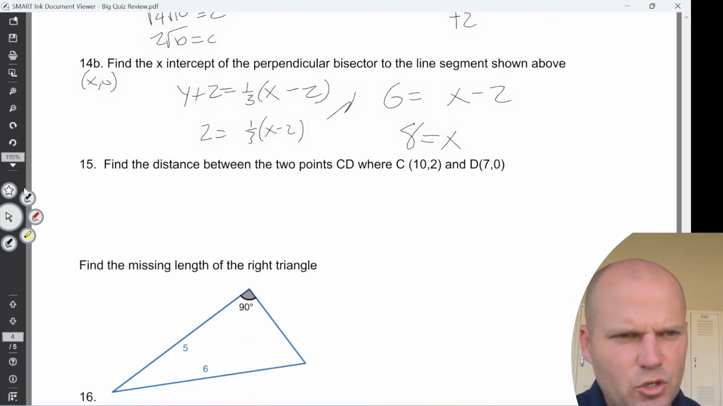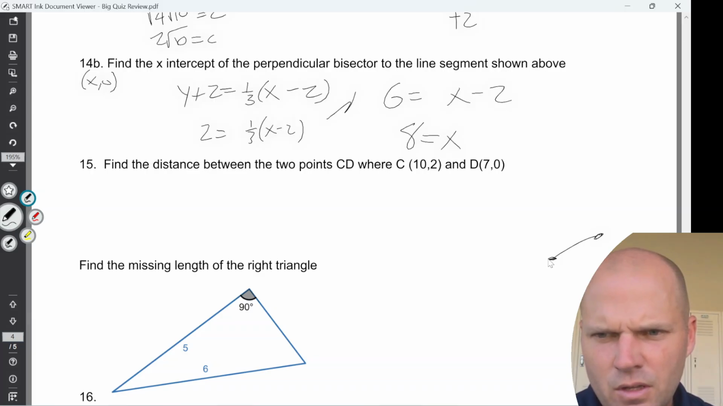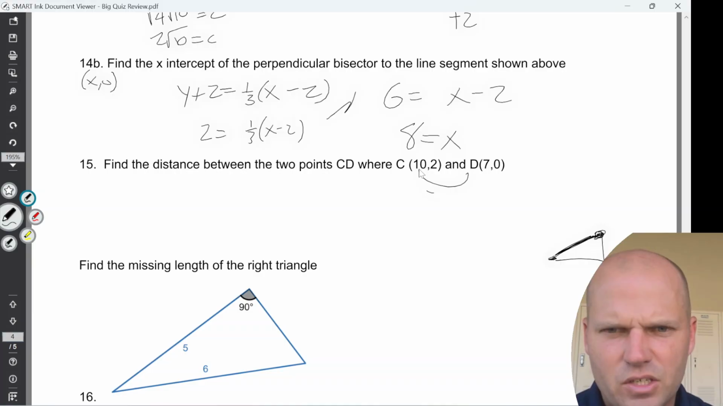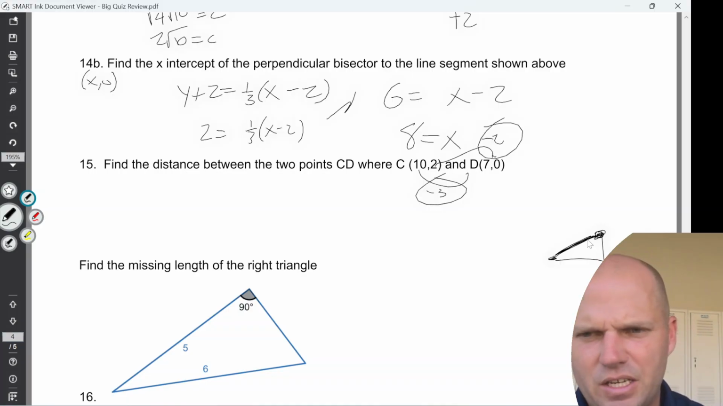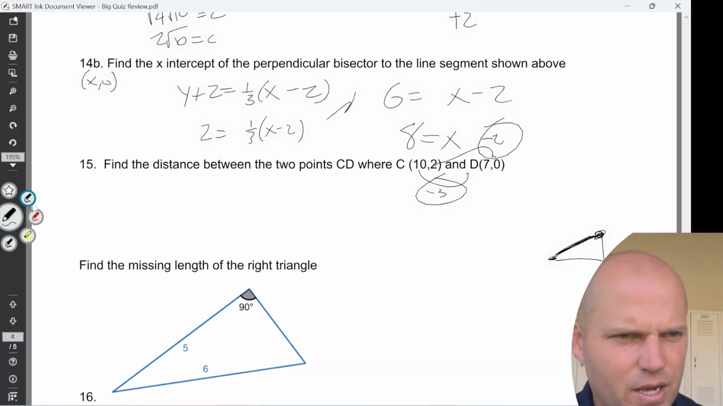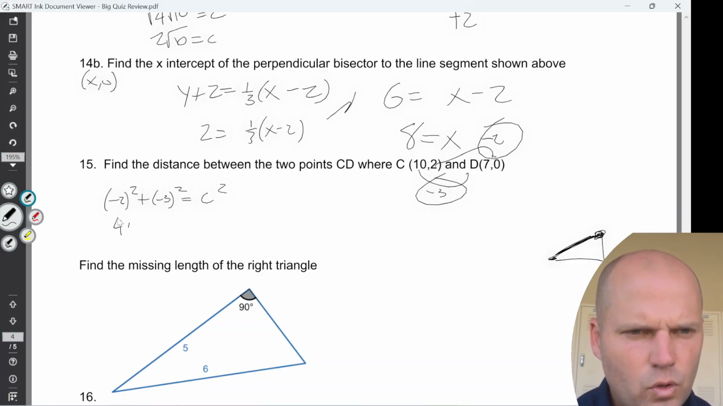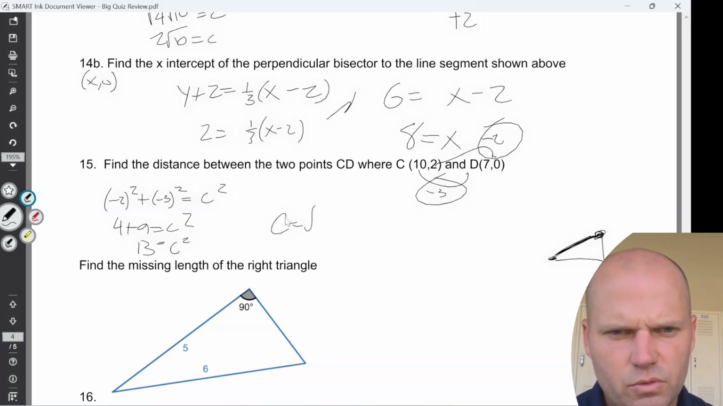Find the distance between the 2 points. Well, distance is the same as length. If you have 10, 2, and 7, 0, the distance between these 2 points is just the length. All we use is the Pythagorean theorem. 10 to 7 is a minus 3. 2 to 0 is a minus 2. This is an A, this is a B. Does it matter that it's negatives and positives? No. Negative 2 squared plus negative 3 squared equals c squared. 4 plus 9 equals c squared. C squared equals 13. C equals root 13.